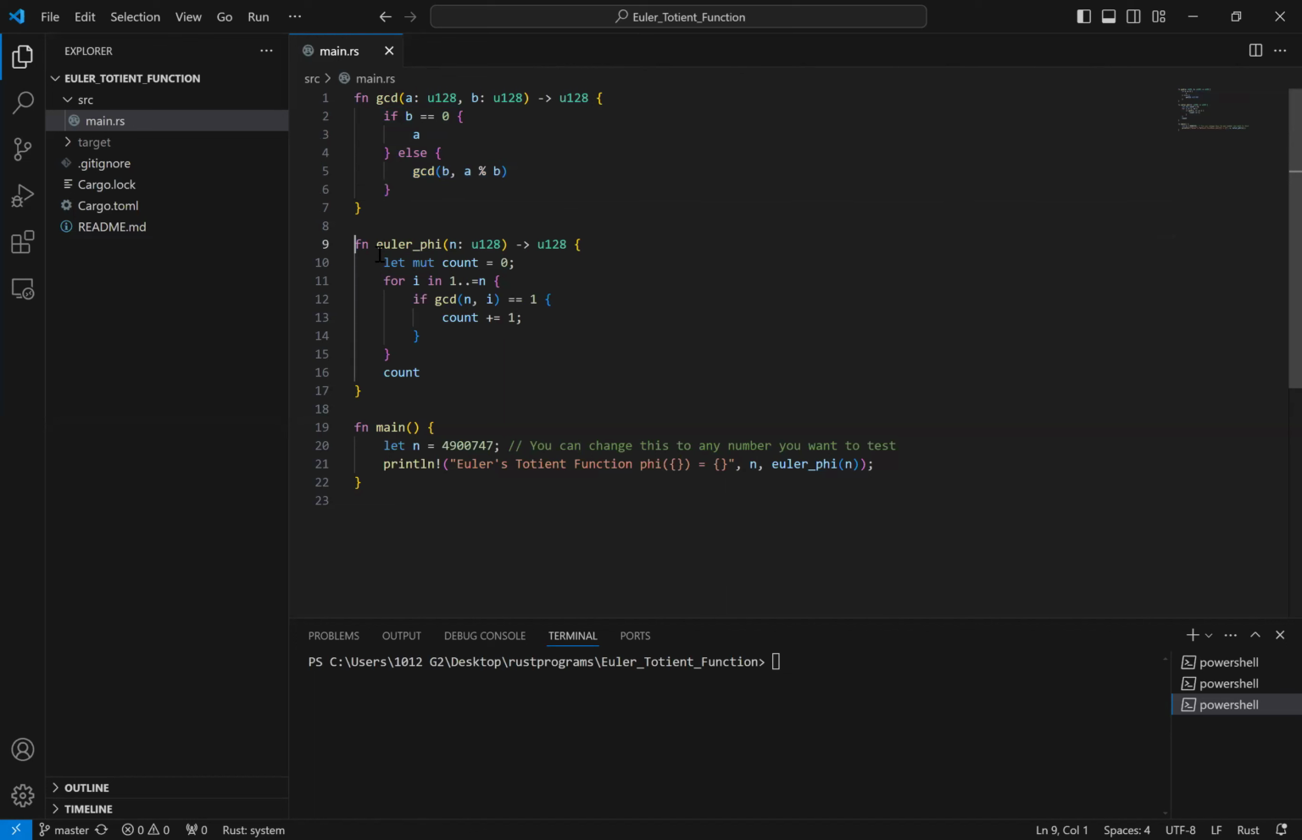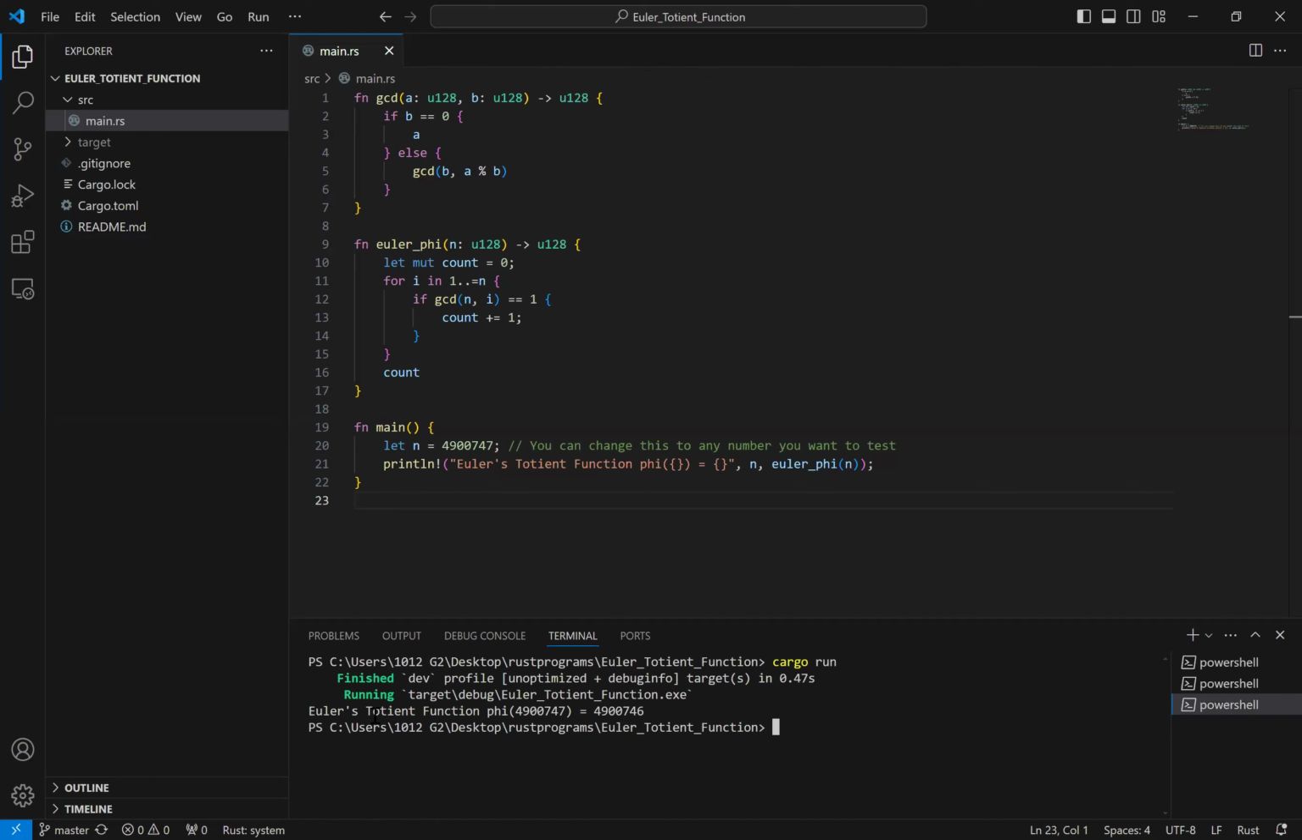And then we have this Euler phi function that will be picking and counting those which are relatively prime. And then we have the main function. The number that I've put is 4,900,447, which is about 4 million. So let's try and run this and see what it gives us.